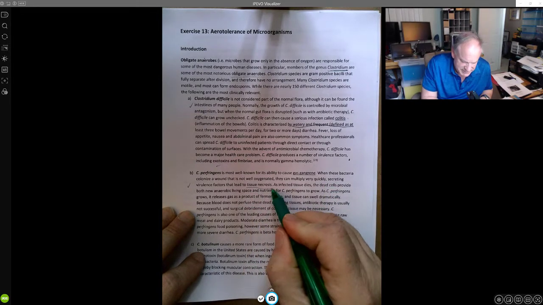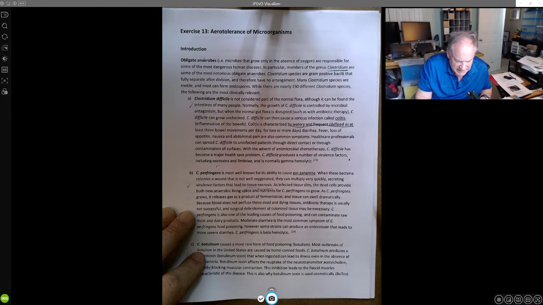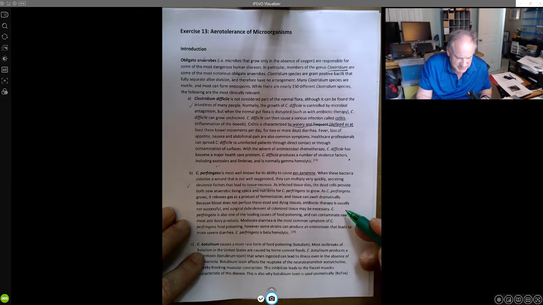Tissue necrosis is one way to put it. Again, the odor of perfringens is one that you'll never forget. It is pervasive. It is extremely strong. You could have a patient with perfringens and you could literally smell it in the parking lot coming to the hospital. Same with C. diff. It's one of those things.